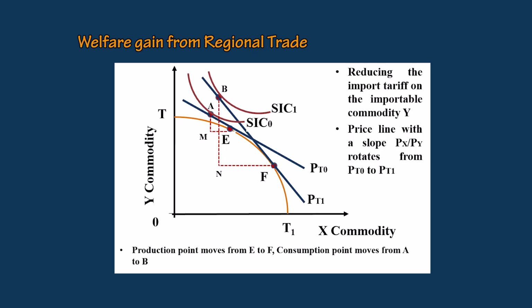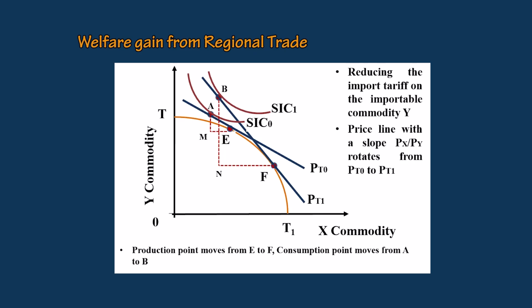That is called the trade triangle. What is your import and what is your export? Therefore, when you impose more tariff on commodity Y, the price of Y is now higher, so PX by PY will be lower. So therefore, the price line is flatter. Now, if you form the trade bloc and reduce the tariff, PY will fall. As PY falls, PX by PY will rise. Please see PT1, the price line becomes steeper in the diagram.